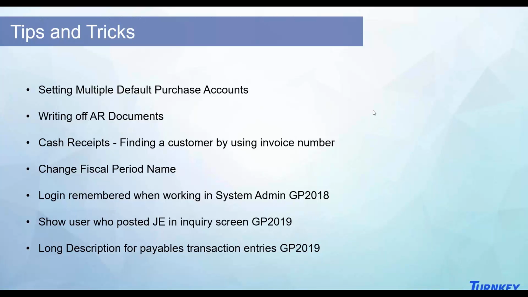So what I'm going to do is first talk about, I have screenshots of what I'm going to do. I'm going to show you some of these in GP, and then I'm going to talk about the last two. But first I'm going to talk about setting multiple default purchase accounts in your vendor card. I'm going to talk about writing off AR documents. Bill had shown a way to do that. I'm going to show you another way that we can do that. Cash receipts, he also touched on finding a customer by using the invoice number.